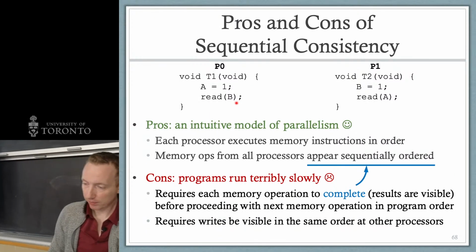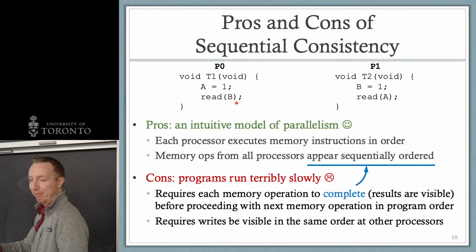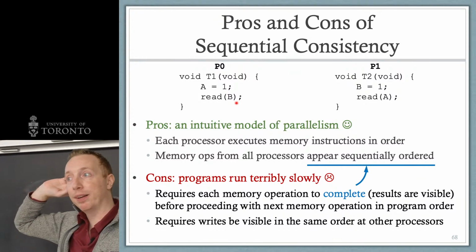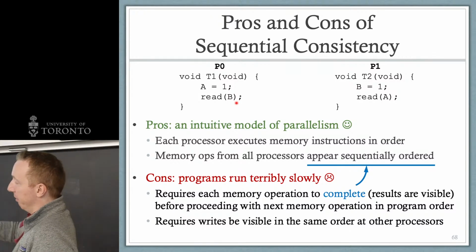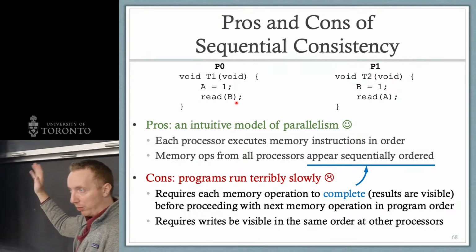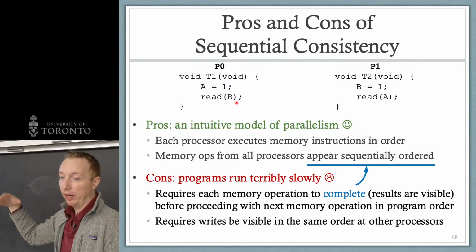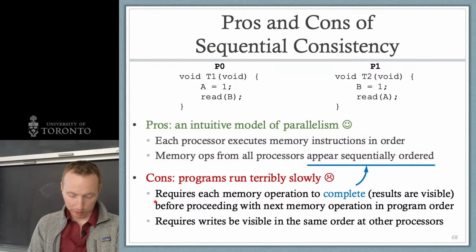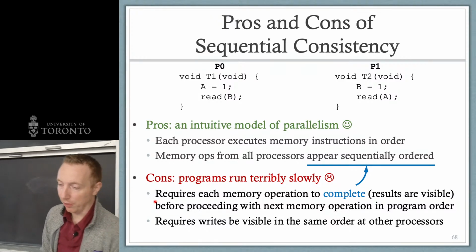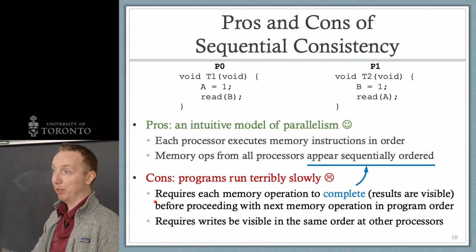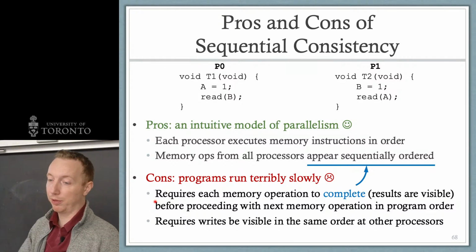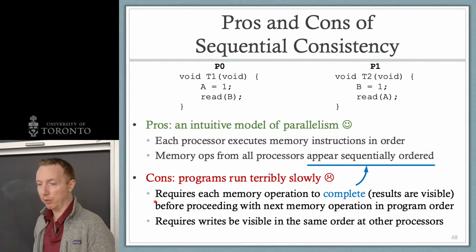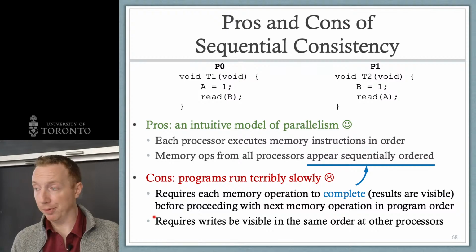So this, again, is really intuitive. Sequential consistency makes sense to you as a programmer. Operations execute in the order I wrote them down, and they are always consistent. But if you do this, programs are going to be really slow. Each memory operation has to complete, with its results visible, before proceeding with the next memory operation in program order. So it can't reorder things at all.